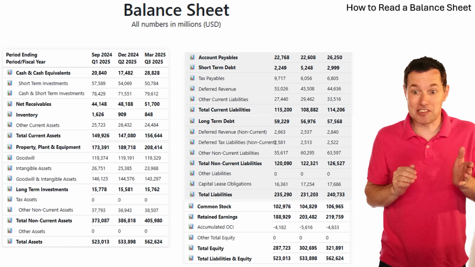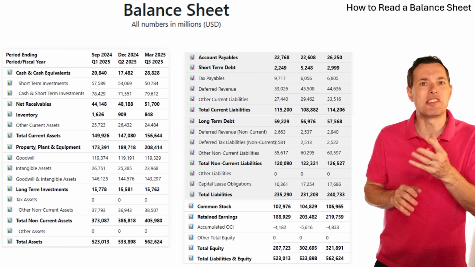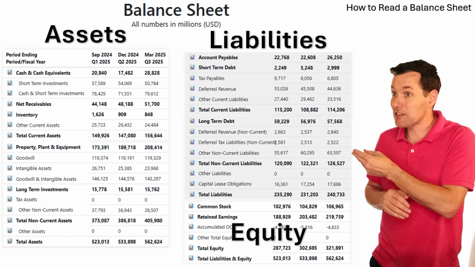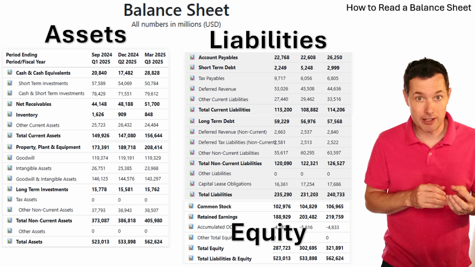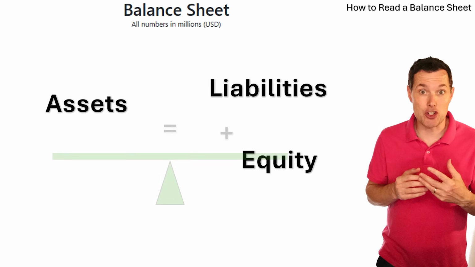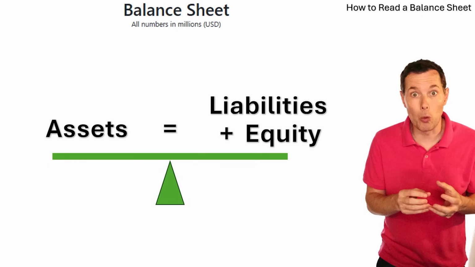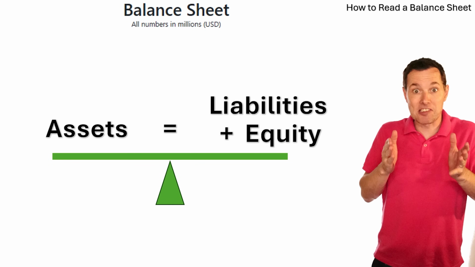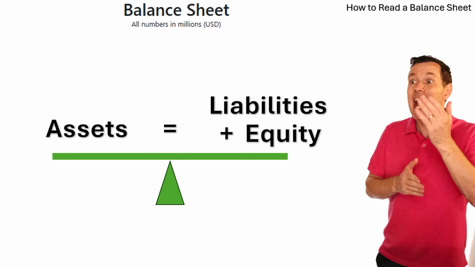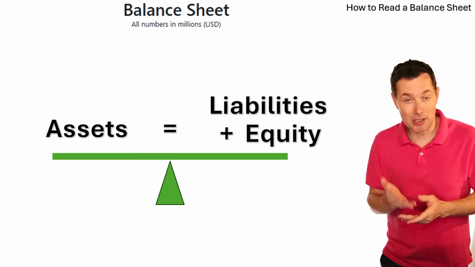And the trick here is that this balance sheet is broken into essentially three different sections: assets, liabilities, and equity. And the reason that they call it a balance sheet is that these numbers must always equal each other. They must stay in balance. Assets has to equal liabilities plus owner's equity.